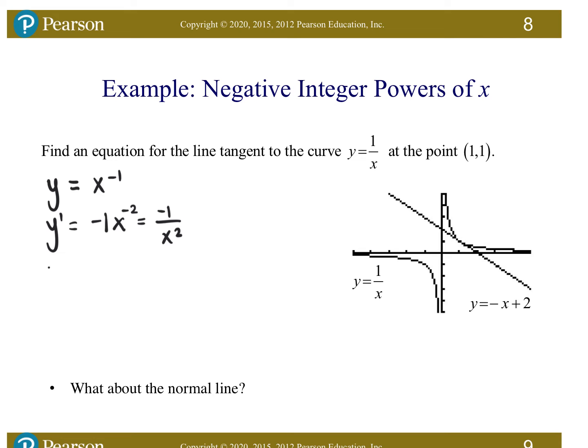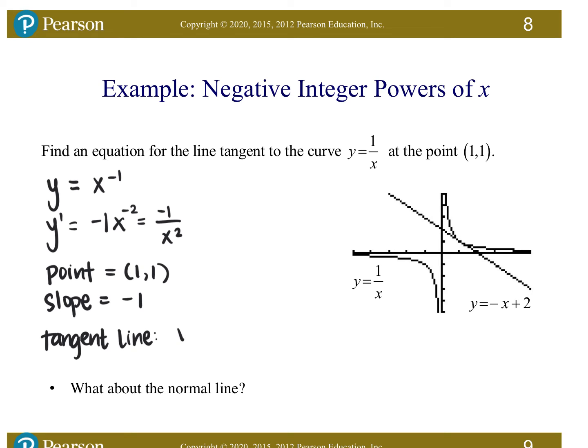Okay, we already have our point. Our point is already given to be (1, 1). We just need our slope. Our slope would be plugging the value into the derivative instead. So I'm going to plug 1 in there: negative 1 over 1 squared. So that will give me negative 1. And so then my tangent line is y minus 1, a slope of negative 1, and x minus 1.